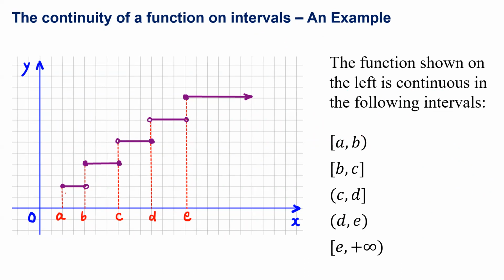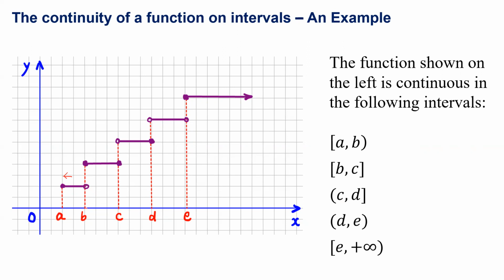For example, in the interval from A inclusive to B exclusive, we can say that the function is continuous in the interval from A to B exclusive, right? And then we can see that the function is left continuous at point A, right? Therefore, we say this function is continuous in this interval from A inclusive to B exclusive.